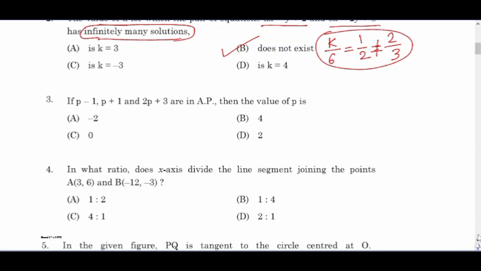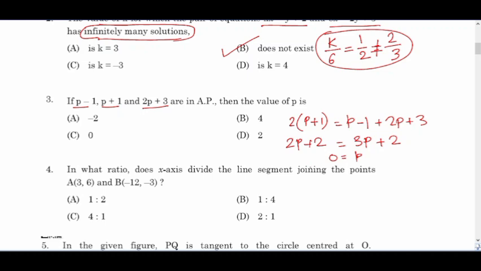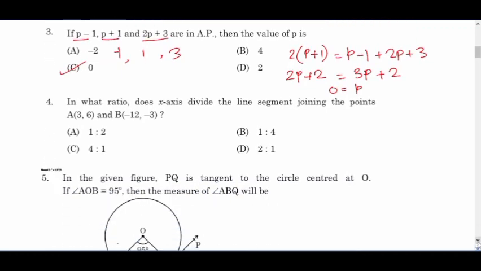Third question. P minus 1, P plus 1 and 2P plus 3 are in arithmetic progression. Find the value of P. So the middle term twice is equal to the first and the third term. That is 2P plus 2 equal to 3P plus 2. That is P equal to 0, right? So P value is 0. So if P is 0, the terms are minus 1, 1 and 3. These three terms are in AP. Common difference is 2. Okay, next.